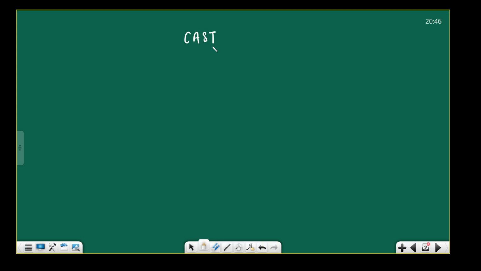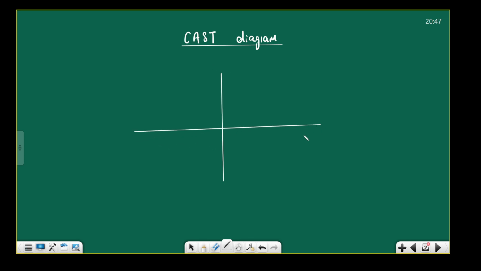Now you might want to have your cast diagram very much handy, because this is what we're gonna be using to solve most of our problems. Okay, so your cast diagram, remember, we should have it like this, whereby all of them are positive in here, only sine is positive in here, tan, and then here we have cos. Remembering also that this is 0 degrees, 360, you got 90, 180, and then you got 270 degrees.